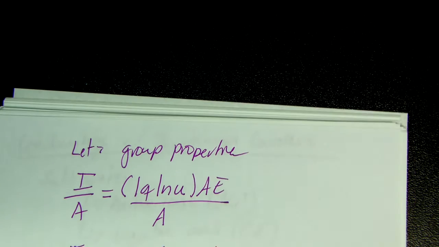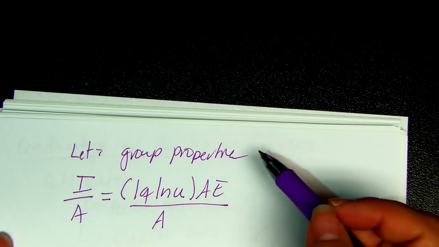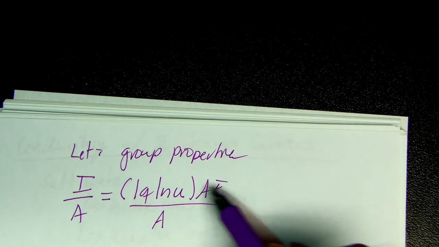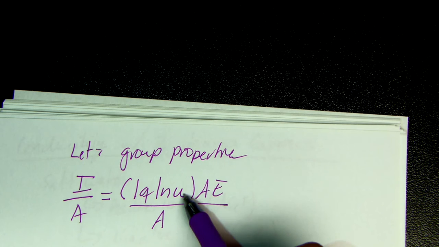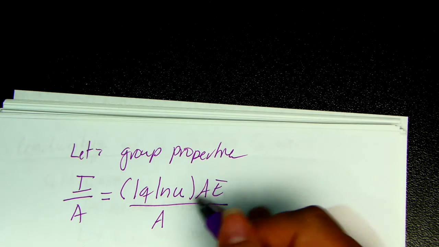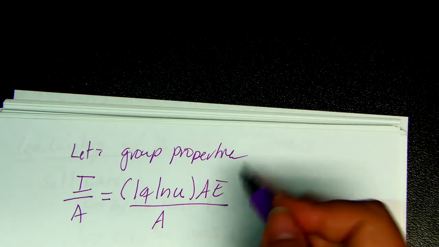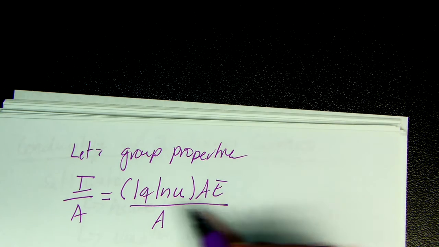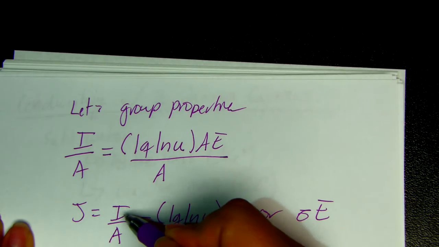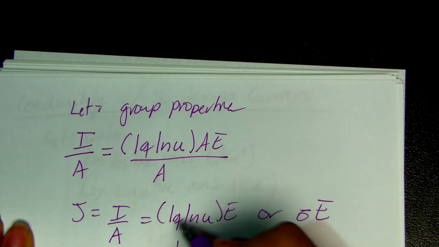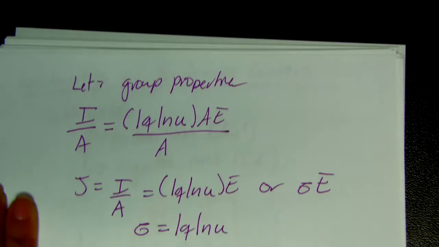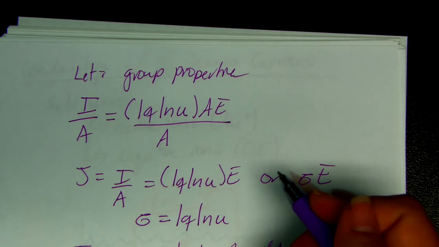All right, so let's group the properties together. And what we want to go for is something called current density. So if we take I divided by A, then we have Q and U, which are specific material properties that are immutable, and then area, which you can determine yourself, and E you can apply. And so you get current density J, which is equal to I divided by A, which is equal to Q N U E, or something known as sigma E, where sigma is equal to Q N U.